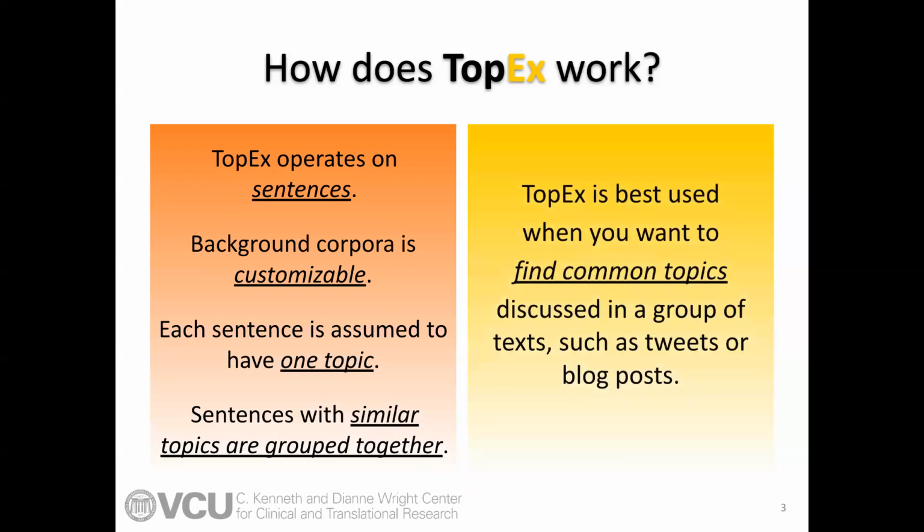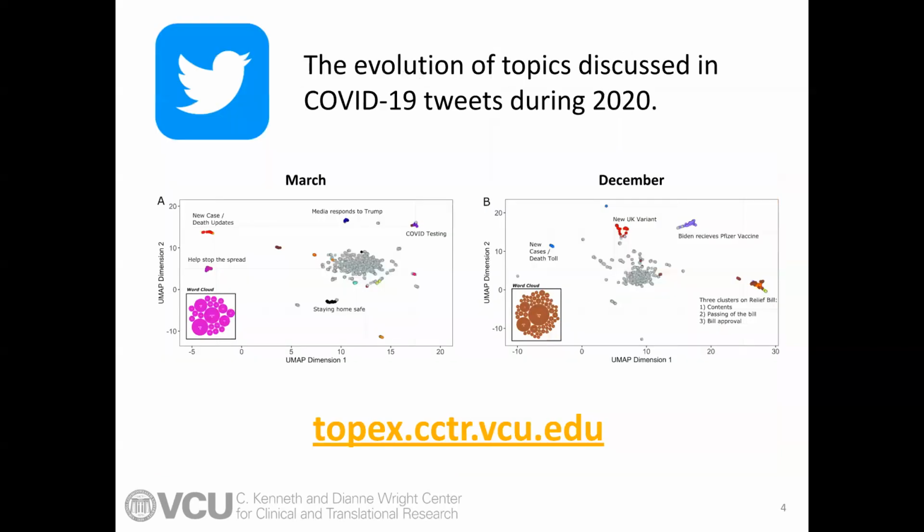Currently, TopEx is best used when you want to find common themes present in a set of texts that are small, such as tweets or blog posts. Current work is being done to improve the TopEx algorithm to run on documents of a larger size, such as long abstracts. For our live demo, we will be exploring COVID-19 tweets from the year 2020.